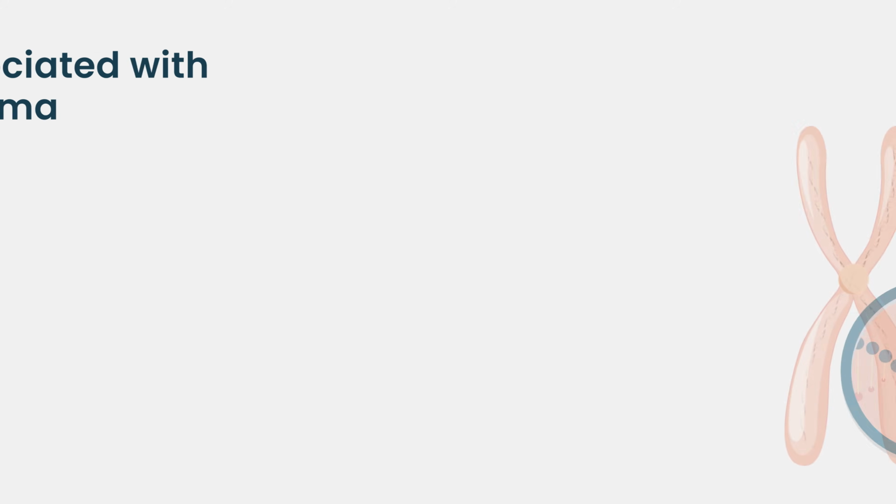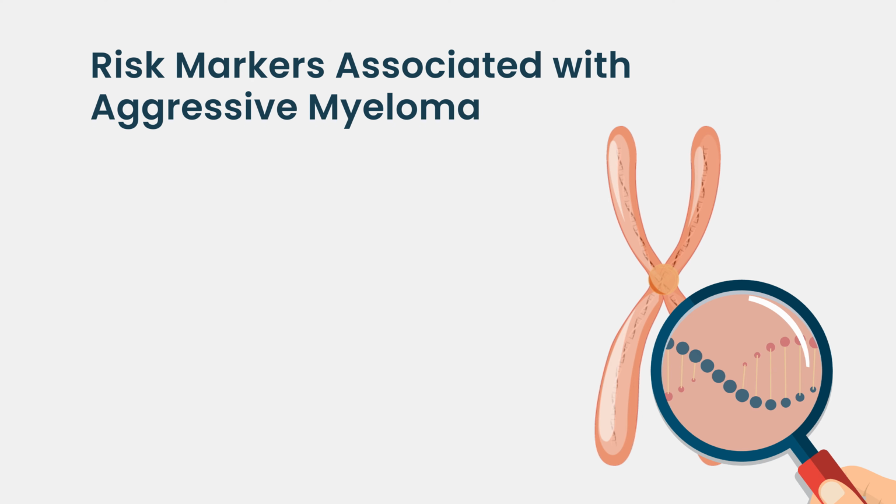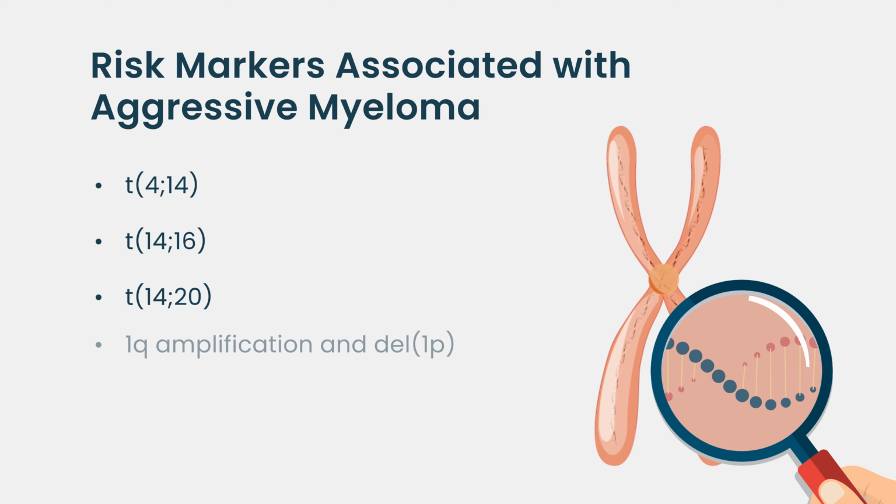And we have a number of markers we look for when we test those bone marrows, looking for these risk markers. These risk markers include some of the translocations, chromosomes 4 and 14, 14 and 16, 14 and 20, but also we know abnormalities of chromosome 1, particularly many extra copies of the long arm of chromosome 1, or the lesions of the short arm of chromosome 1. Those seem to be associated with more aggressive myeloma.